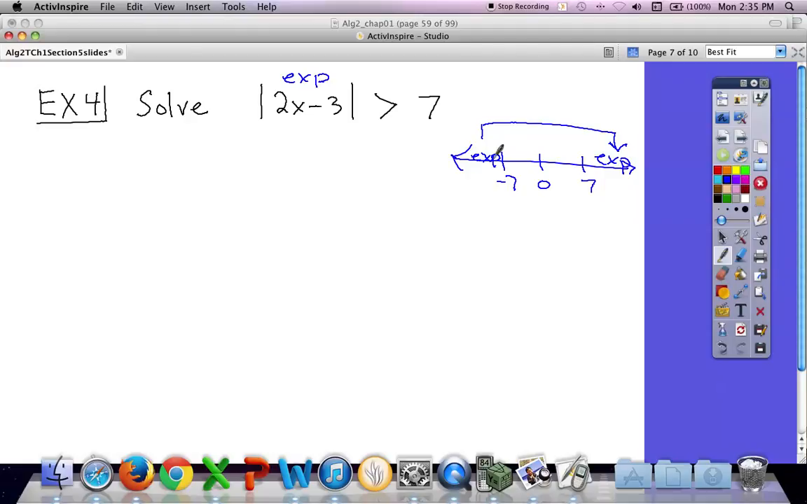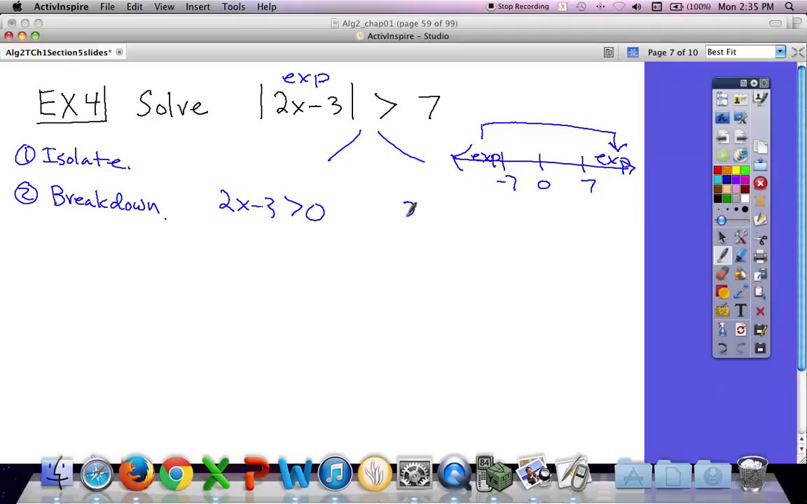Okay? So we still have the same first step that we had when we solved equations. One is isolate. But the breaking down is a little bit different. Now we're going to make two different inequalities. One of them will be that 2x minus 3 is greater than 7. That's this area here. The other one is that 2x minus 3 is less than -7. It's to the left of -7. I wrote that wrong, didn't I?